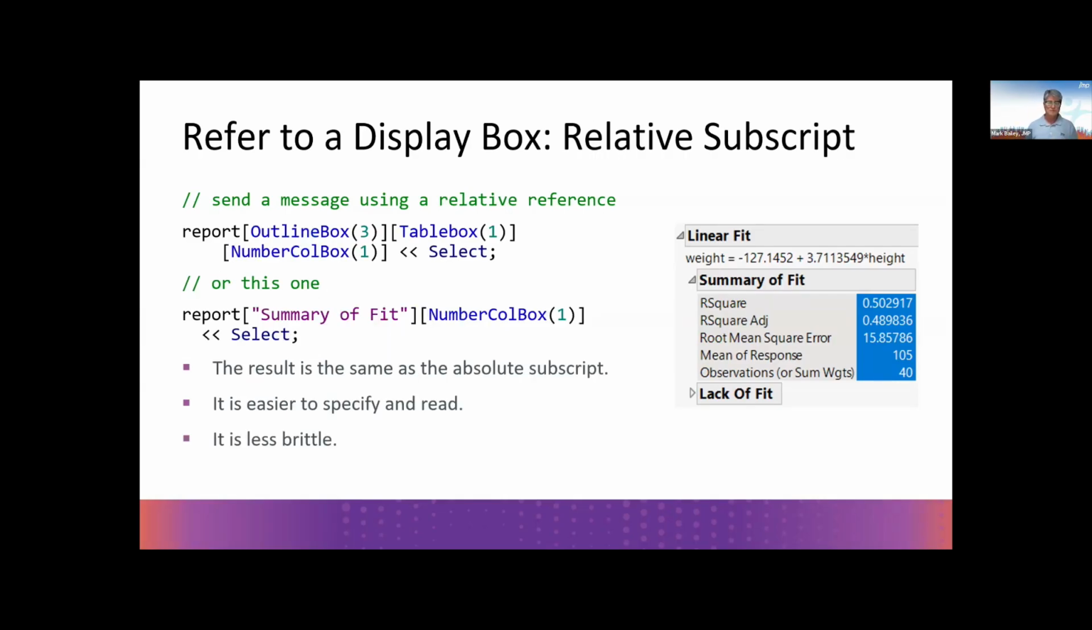The relative form is easier to specify and read. So in this case, to get to that same column of numbers, I start with report, and then my subscripts are as follows. I want outline box number 3, table box number 1, number column box 1. So you can almost picture what you're doing as you read this. The result's the same, but this is also less brittle.